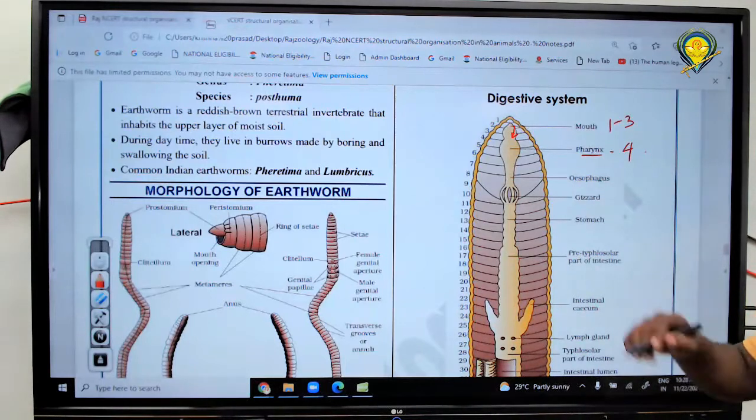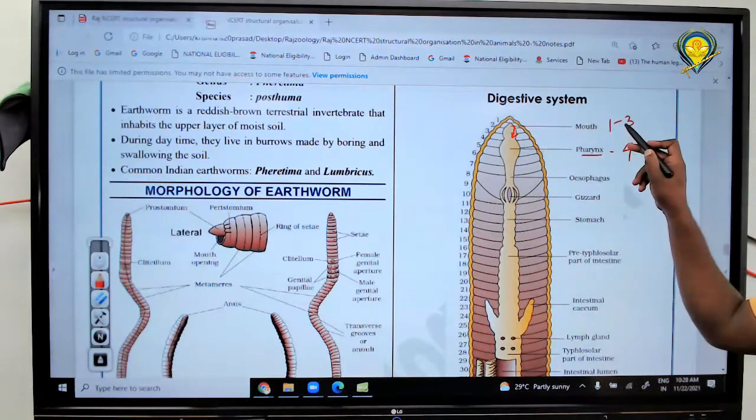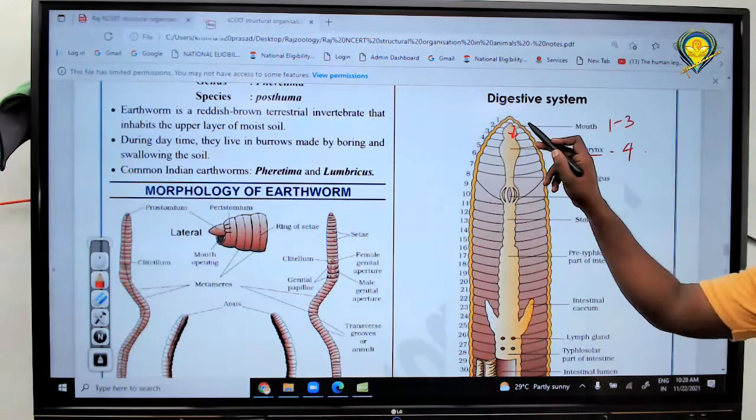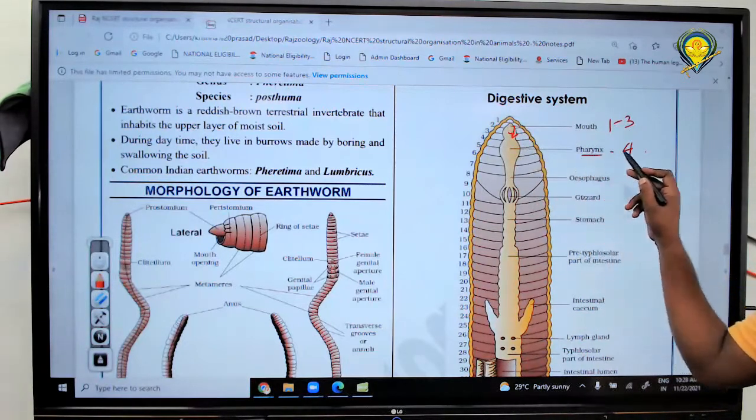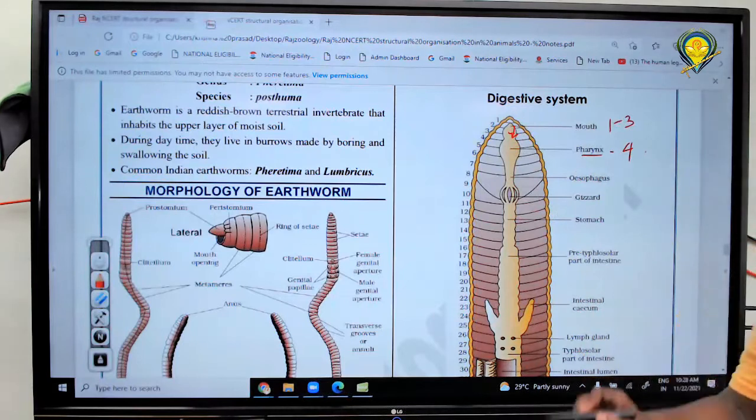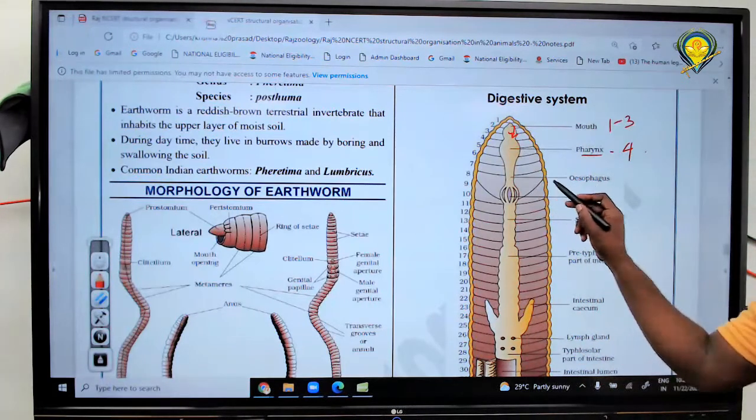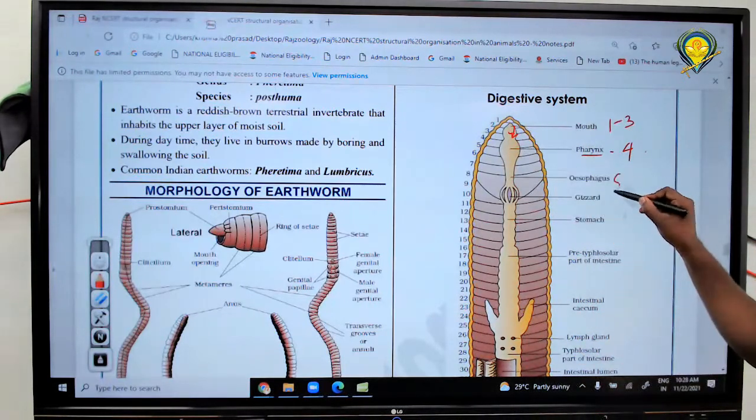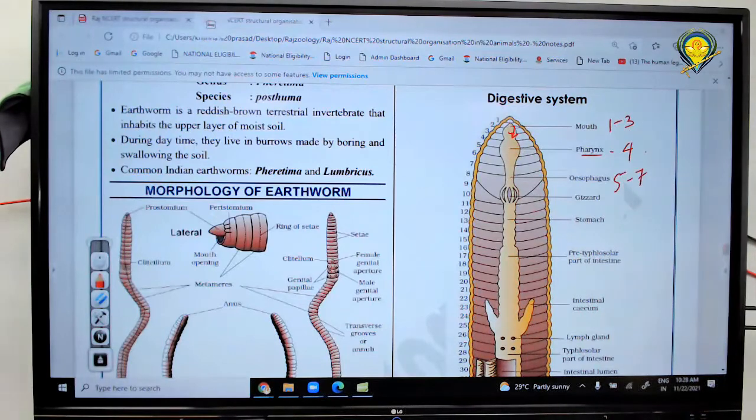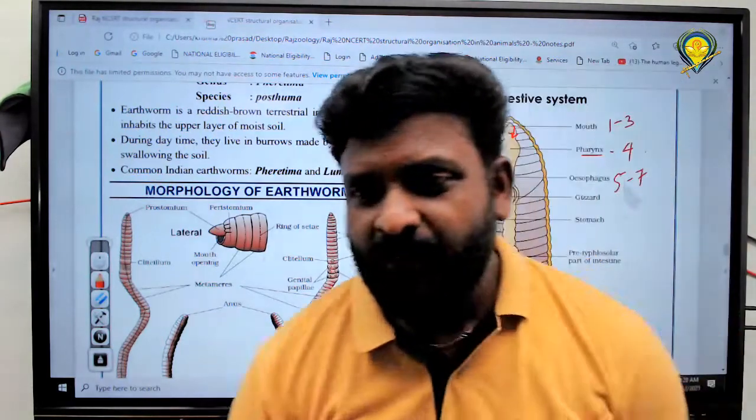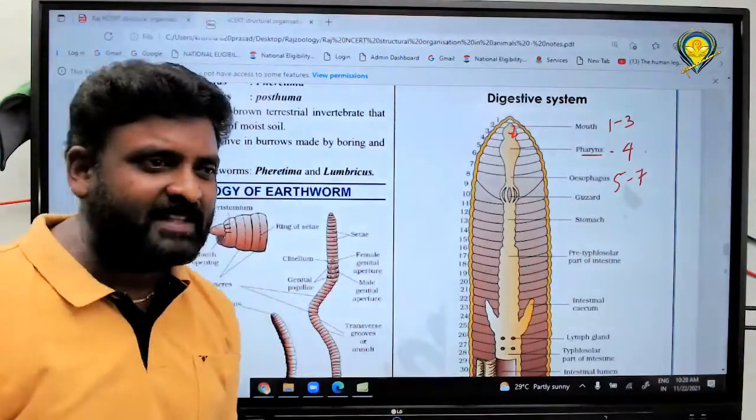Tell me. So the buccal cavity is in the first to third segment. The buccal cavity opens into what? Pharynx, located in the fourth segment, and the pharynx opens into what? Esophagus, from the fifth to the seventh segment of the body. What is it? Fifth to seventh segment of the body.